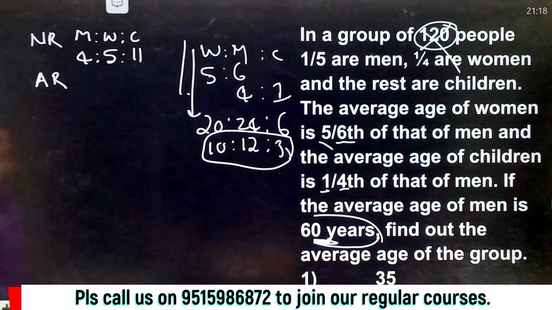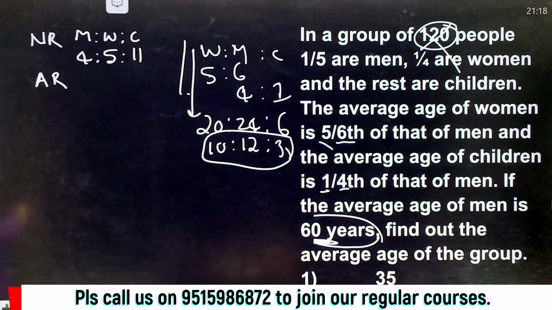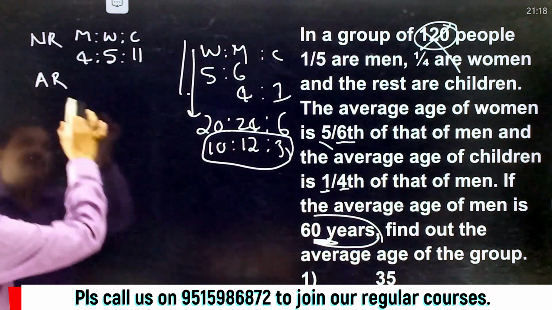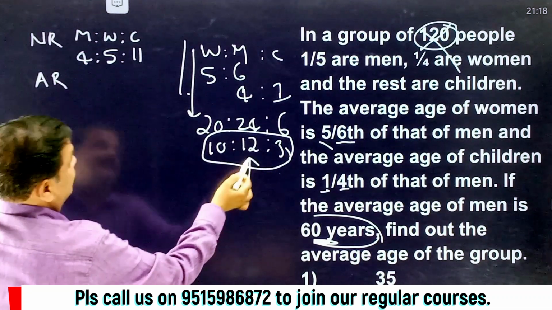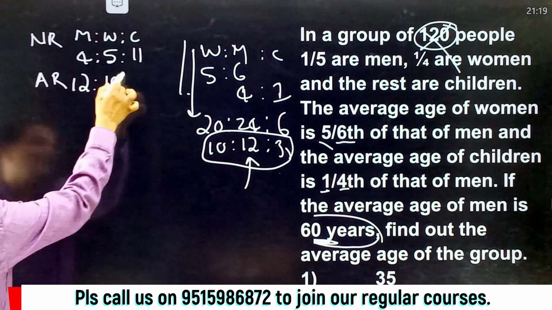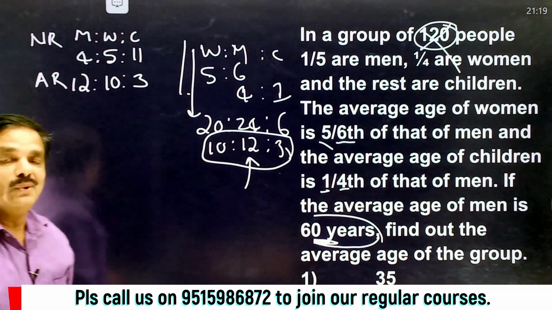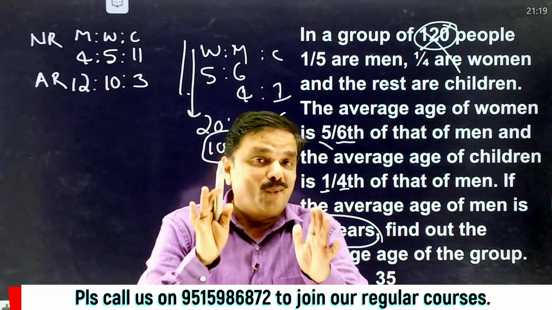You just substitute this one here. Number ratio men is to women is to children is 4:5:11. As far as average age is concerned, men is how much? 12 parts. 12, women is 10, children 3. Now you can use one more short trick. What is that one?